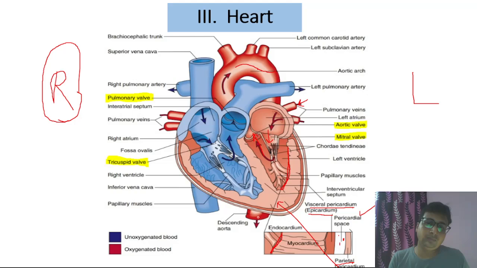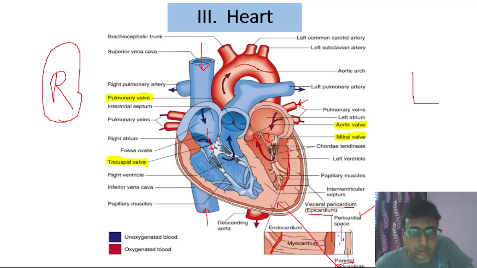Besides these structures, we talked about the flow, how blood flows. We also have valves. What are valves? Valves are structures present in the heart, in between the chambers and the arteries and veins, which help in single, unidirectional flow of the blood.